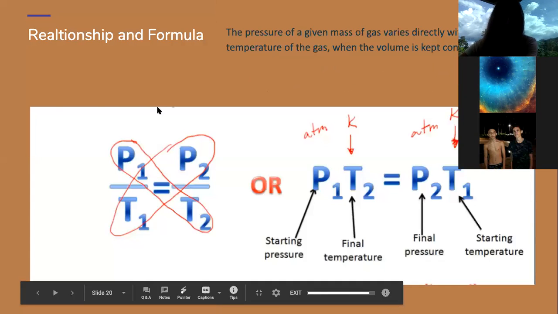So the relationship is that the pressure of a given mass of gas varies directly with the absolute temperature of the gas when the volume is kept constant. Here we can see the formula: the starting pressure and final temperature, and the final pressure and starting temperature.